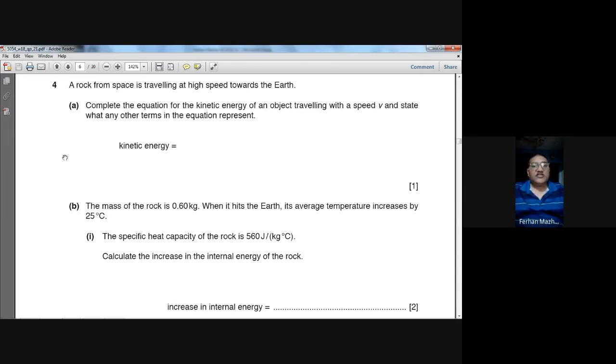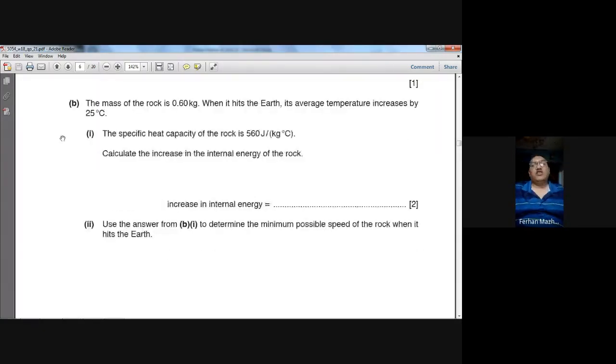The kinetic energy is equal to 1 by 2 mv square, or we call it half mv square. Here, m stands for the mass of the rock in kg, and v stands for the speed of the rock in meter per second. This was a 1 mark part. You only have to give the equation and describe what the alphabets represent. Okay, let's move to the next question.